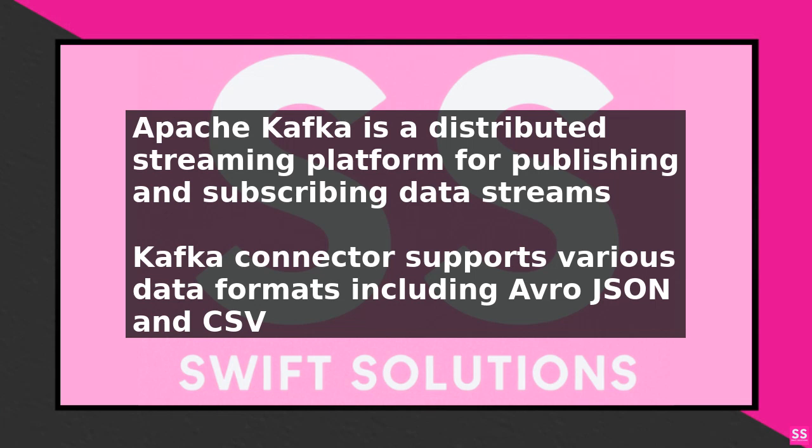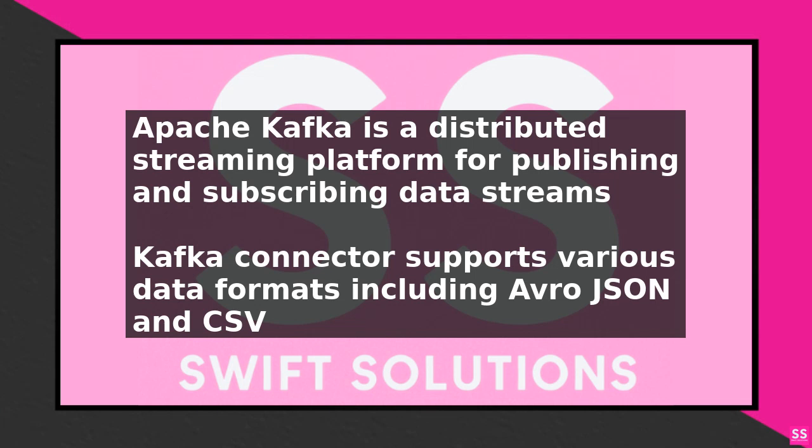Configuring Kafka connector. To ingest data from Kafka into Azure Synapse, you need to configure the Kafka connector. This involves specifying the Kafka Bootstrap server URL, the topic name, and the data format. You also need to specify the authentication method such as username and password or SSL certificates.